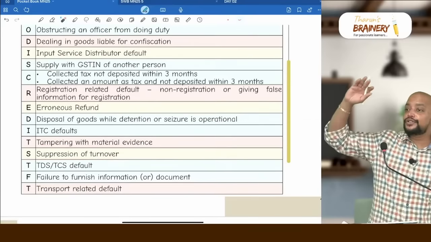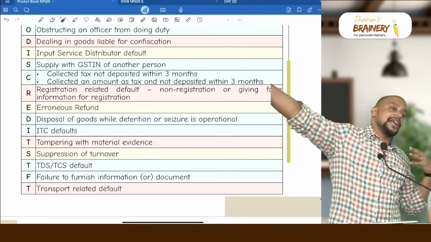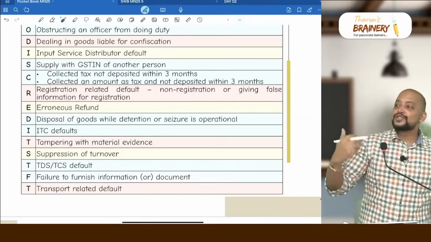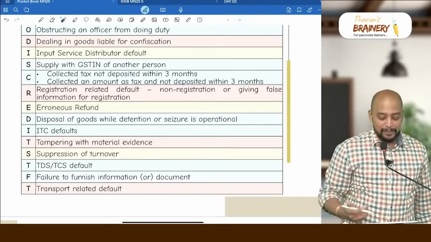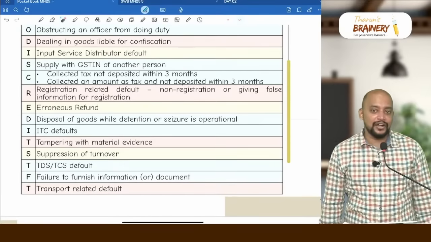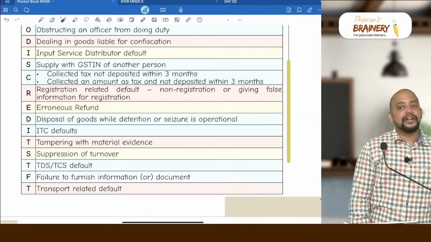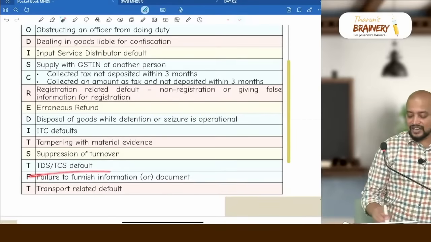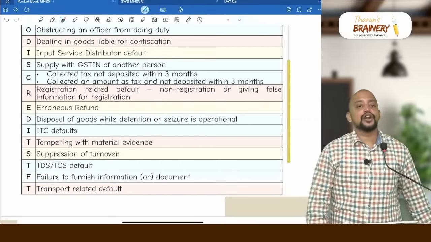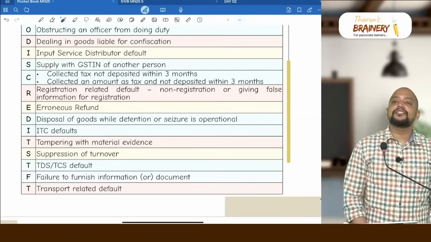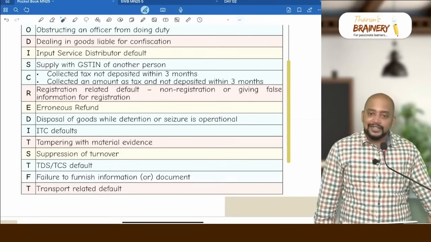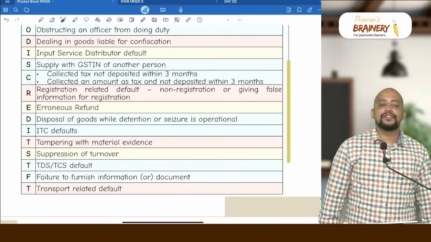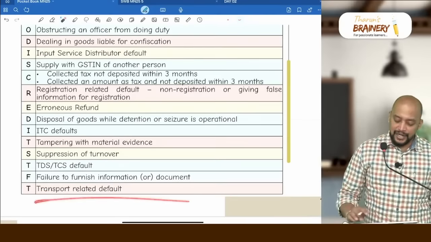Suppression of turnover. You try to suppress the turnover even though it crossed 40 lakhs, but you say I am not earning that much, I am earning only 10 lakhs or 5 lakhs, so I am not required to register. Like that you have suppressed your turnover. TDS TCS default. You are supposed to deduct TDS, but not deducted, or deducted but not remitted, or remitted short. That is TDS TCS default. Failure to furnish information or document. The department is asking you to submit information or documents, but you have not submitted them. Then transportation related default. You have transported without valid documents, and so on. That is transport related default.